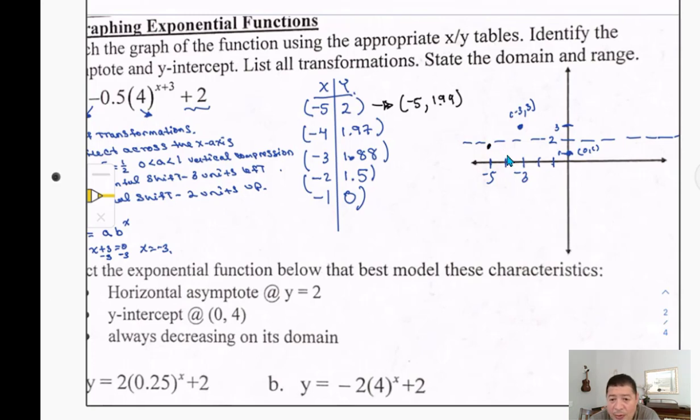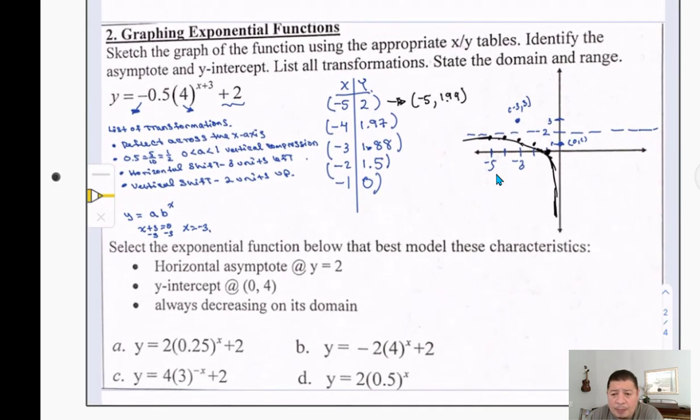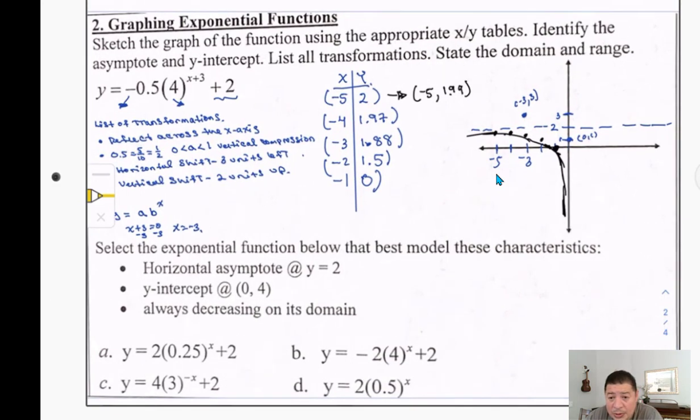Then we're going to have -4 and 1.97, so just a little bit below. -3 and 1.88. -2 and 1.5. And at -1, we're going to be at 0. And you guys understand that this graph is actually going to continue going like this. All right, so you can go ahead and continue plotting points and that would be fine. Okay, we're actually almost done with this problem.